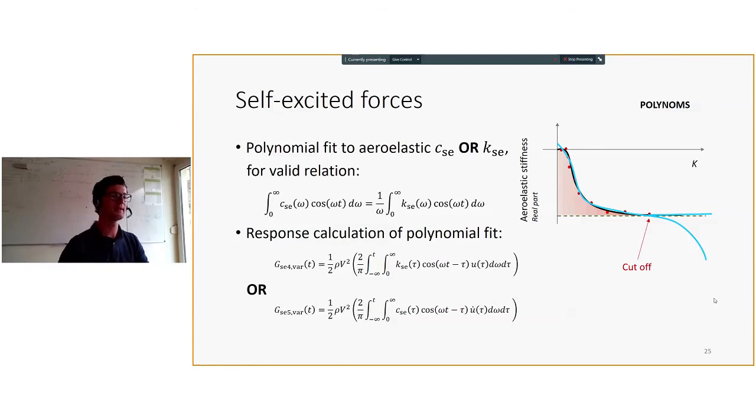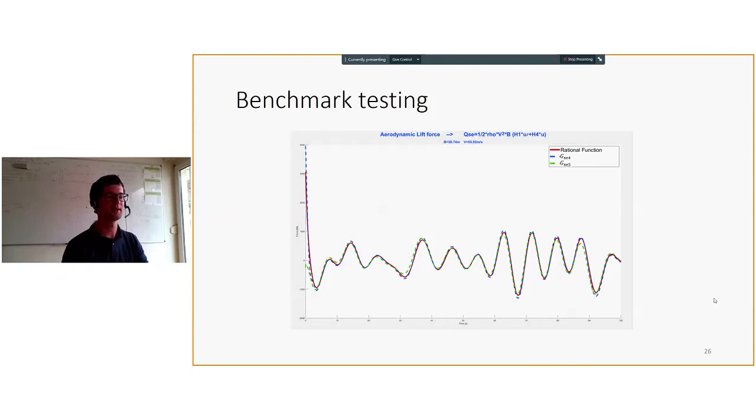And this is again a benchmark test on the vertical degree of freedom motion, where we use these rational functions, the standard fitted to both sets of data, and then we use a simple second order polynomial fit in a self-excited force model 4. And the green one is fitted to the damping part, and we convolute over the velocity. So they are all producing the same results.